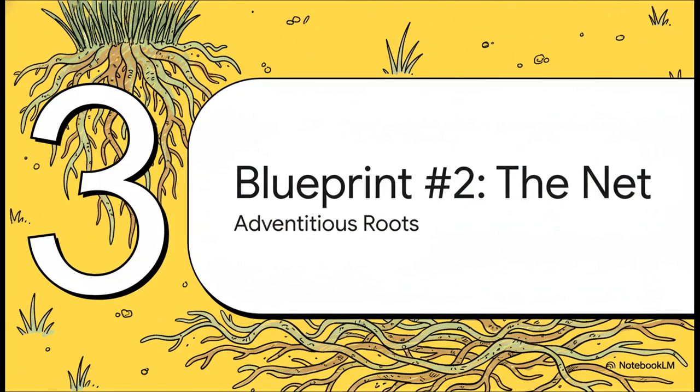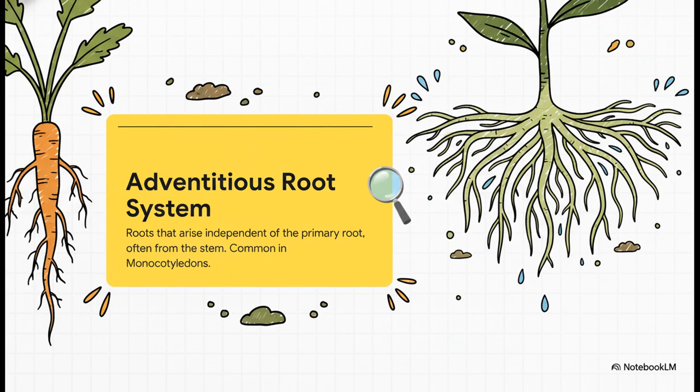All right, now for our second blueprint. And if the taproot is a deep anchor, this next system is its polar opposite. Think of it like a wide, sprawling net. We're talking about adventitious roots. The key difference is right there in the definition. See, unlike taproots, which always grow from that embryonic root, adventitious roots can pop up from almost anywhere else. The stem, the leaves, you name it. They're totally independent of that primary root, which creates a completely different structure.